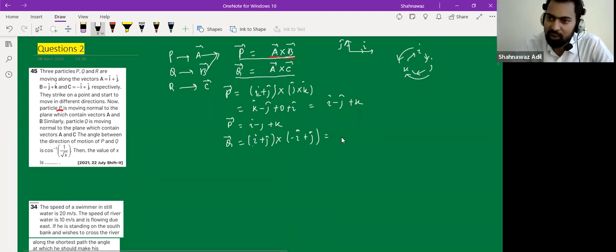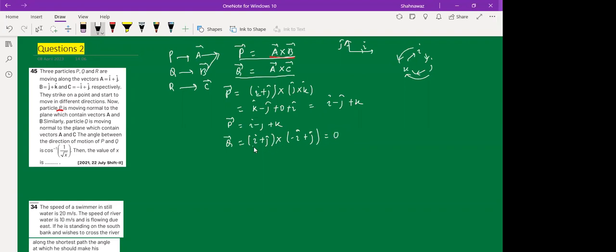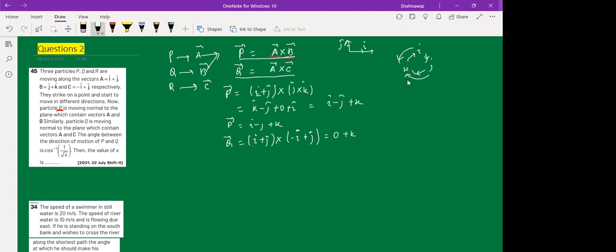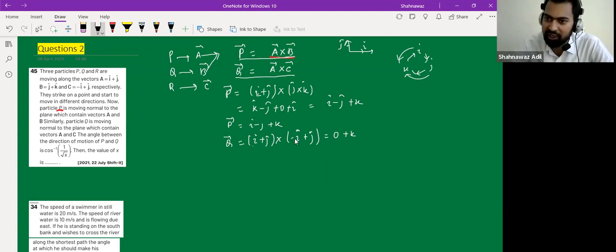So I cross I will be what? 0. Right. And I cross J will be K. And J cross I will be minus, and minus will be plus, so this will be K. And J cross J will be again 0. So this is 2K hat. Understood? Any doubt? Okay, nice. So now we have calculated the P vector and we have calculated the Q vector.